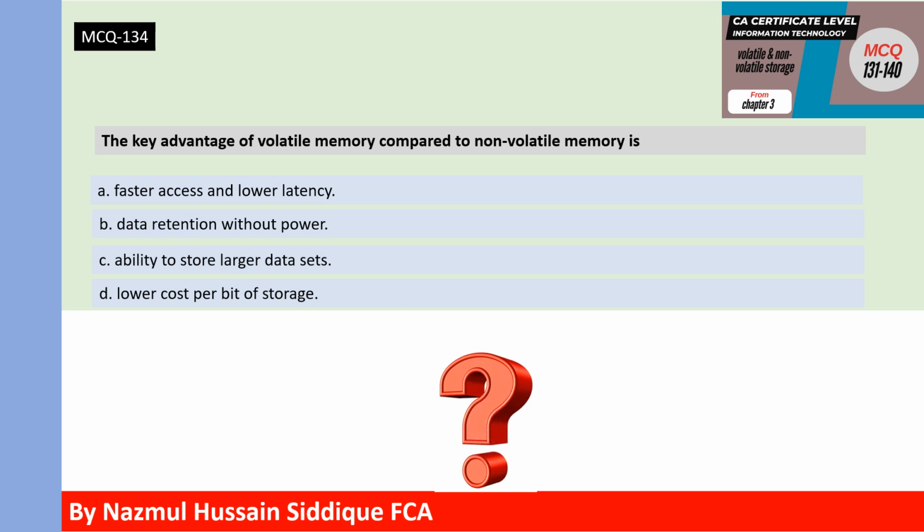The question is, which one is the key advantage of volatile memory compared to non-volatile memory? Option A, faster access and lower latency. Option B, data retention without power. Option C, ability to store larger data sets. Option D, lower cost per bit of storage. The correct answer is A. The key advantage of volatile memory is faster access and lower latency compared to non-volatile memory.